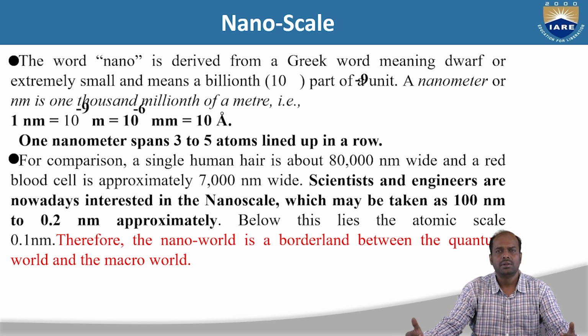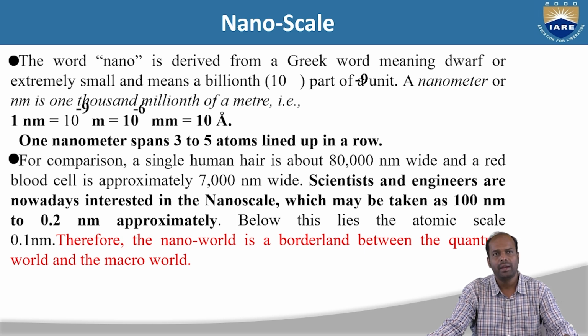For comparison, whatever we see around us in the atmosphere, we will compare a few things. A single human hair is about how many nanometers? It is around 80,000 nanometers. 1 nanometer is 10 to the power of minus 9 meters, but a human hair is 80,000 nanometers, so it is 80,000 times wider than 1 nanometer. That is how small a nanometer is.